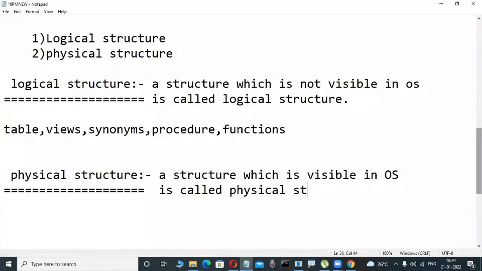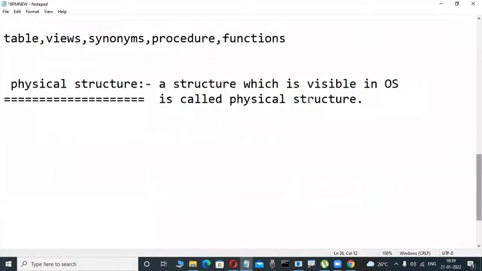Who are the persons working in this physical structure? Observe it here. It's a big concept. I'm telling only the definition side, because today I will tell you which definition of database is correct. Now check it out. A structure which is visible in the operating system is called a physical structure.